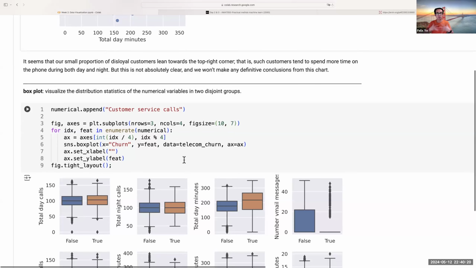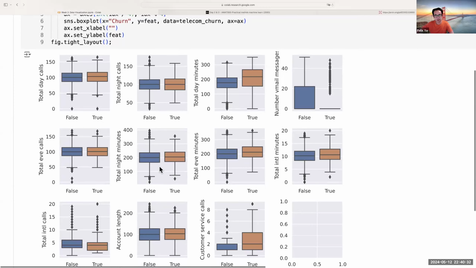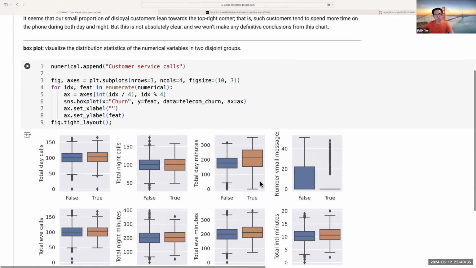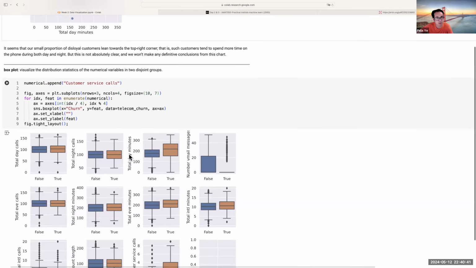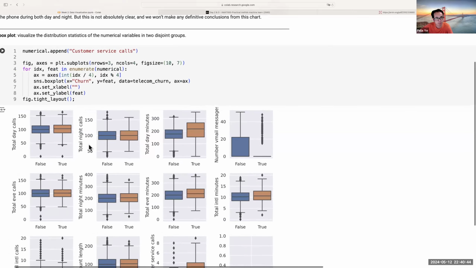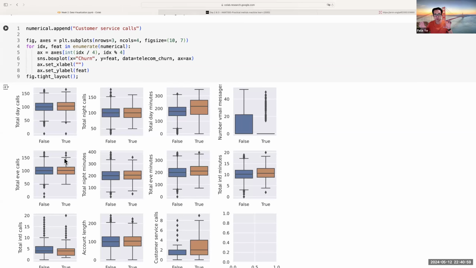Okay, so we can also use box plots to visualize these two disjoint groups. This is one way that we can do it right here. This gives you box plots for all the features that we have, conditional on whether churn is false or true. So you can see whether a feature is a good feature to distinguish whether it's true or not.